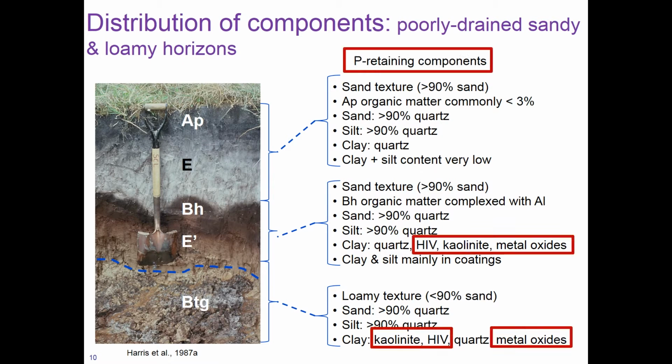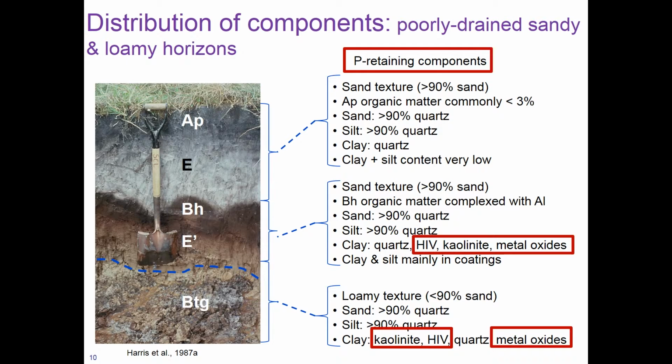If we focus on the P retaining components, we see that there are P retaining components in the Bh and E prime and in the Btg, but there are none in the Ap and E horizon of this soil. The question we might ask is, what is the likelihood that phosphorus is going to come in contact with the P retaining components in this soil?